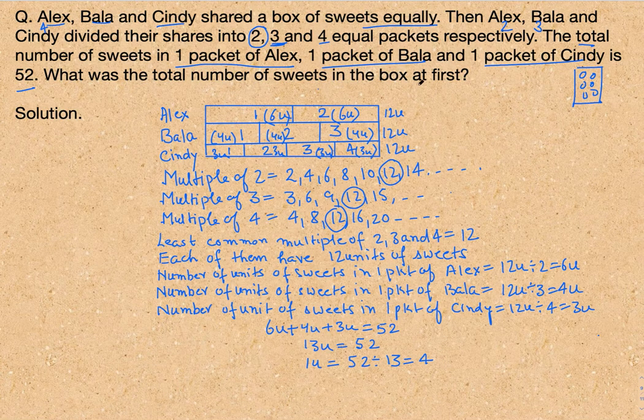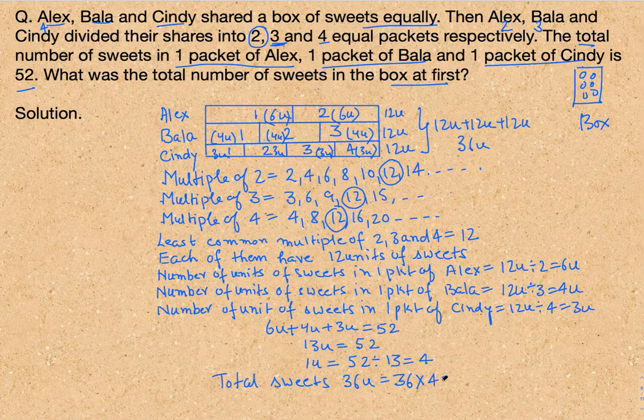Then let's look at the question. What was the total number of sweets in the box at first? The total number of sweets in the box is what Alex, Bala and Cindy have all together, right? All together they have 12 units plus 12 units plus 12 units. They have 36 units, right? So the total number of sweets is 36 units, which is equal to 36 times 4. That will give you 144 sweets.